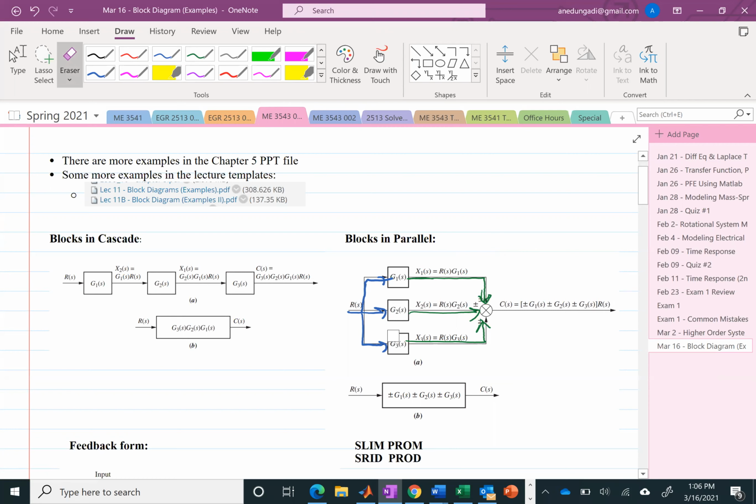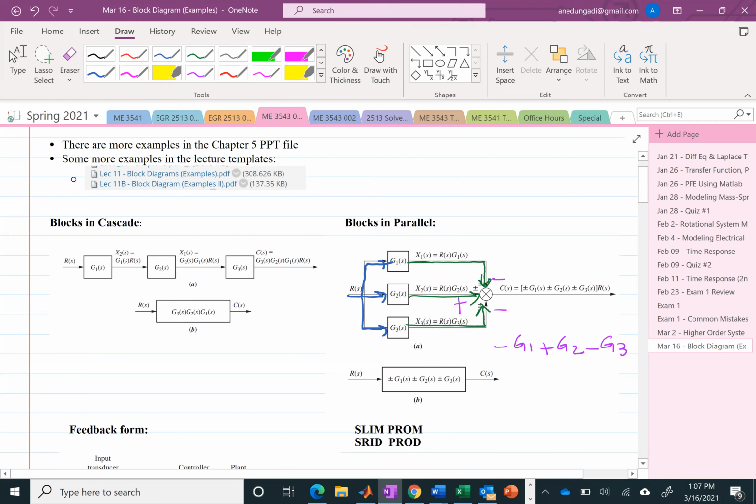Three blocks in parallel. The equivalent transfer function is just basically the summation of these transfer functions. You can have a negative here, a positive here, and a negative here. Then it just basically becomes minus G1 plus G2 minus G3. So the plus or minus, whatever you have here shows up here.